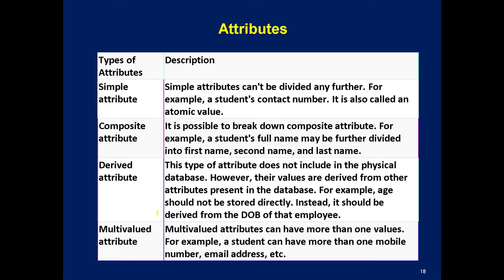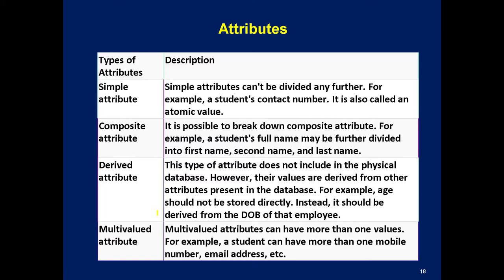Multi-valued attributes can have more than one value. Say for example, a student can have more than one mobile number or email address. So that's a multi-valued attribute. These are the problems that arise later on when we create our database design and do normalization. We need to identify this and make sure that we can update this and won't create anomalies in our whole database design.